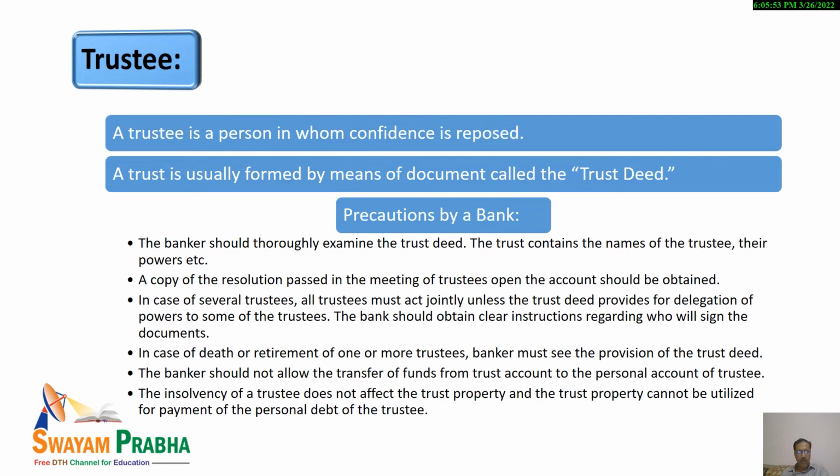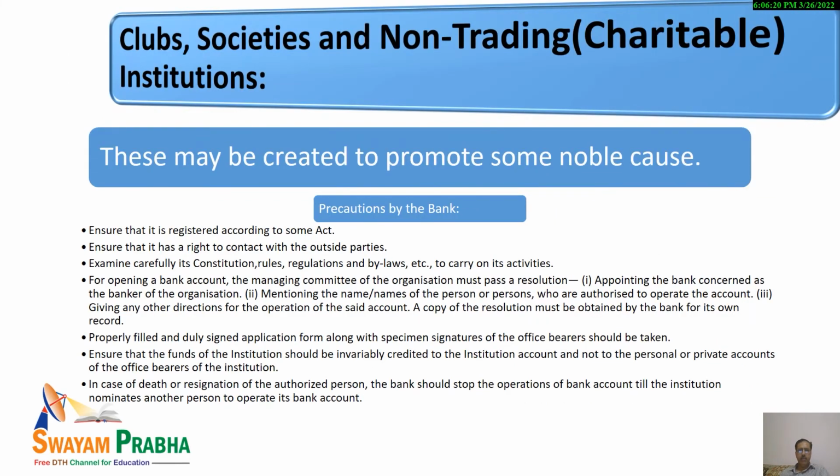And in order to pay the personal debt of the trustee, the personal loan should be paid only by the trustee out of his personal property, and trust money is not to be used by the trustee to pay his own personal debts. So it should also be kept in mind, and extra precautions should be taken by the bankers.